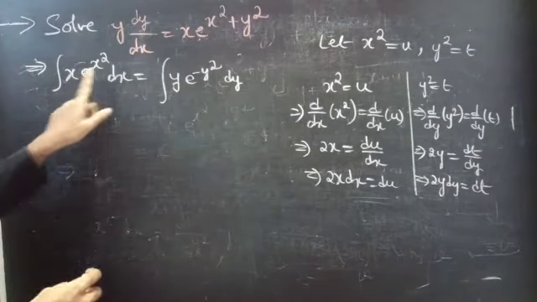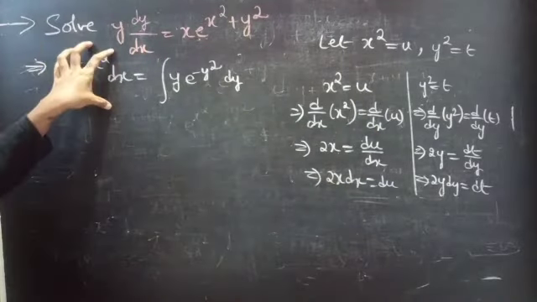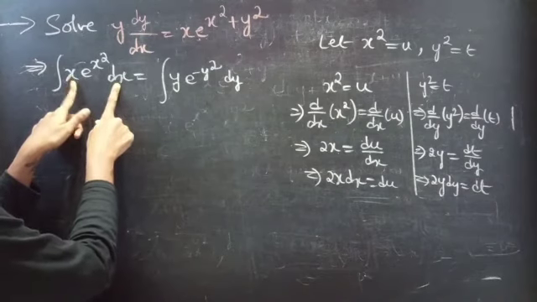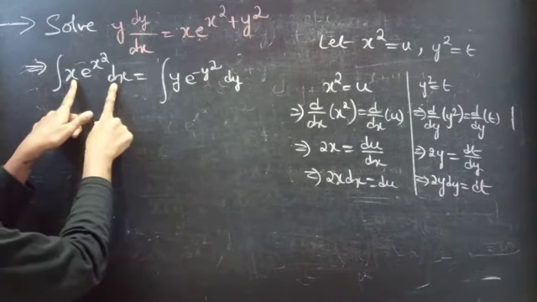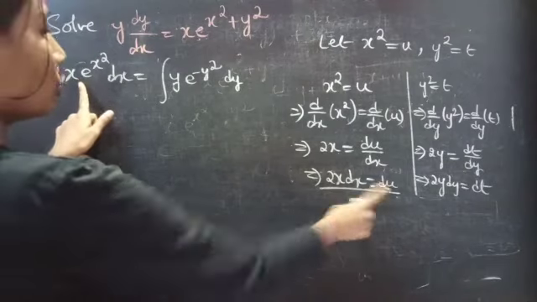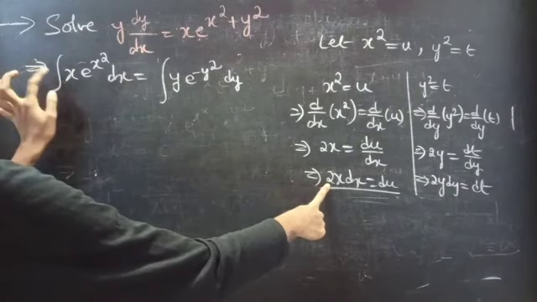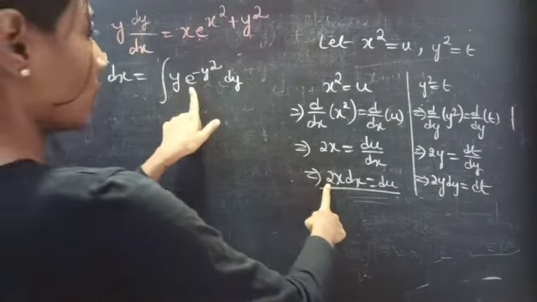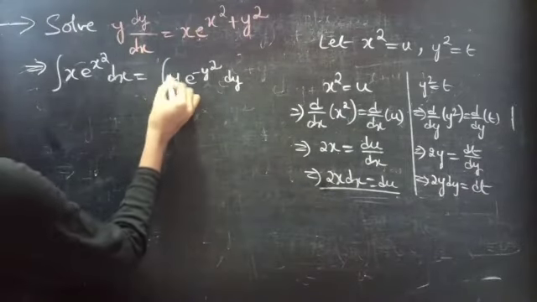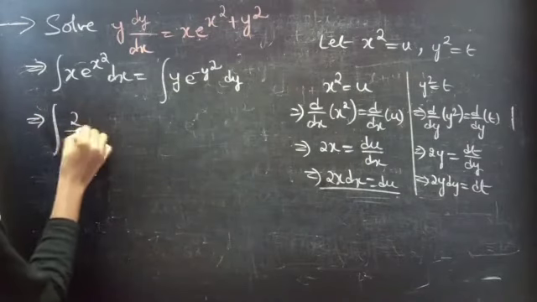Now replace. See here, we have taken x square equals u and y square equals t, right? In order to change this in terms of u and this in terms of t, we need to change x dx in terms of du, right? But we are having 2x dx equals du, right? In order to replace this by du, we need some 2 here. For that purpose, we'll multiply and divide 2 to this integrand. Likewise, here also we need 2y dy to get dt, right? So we'll also multiply and divide 2 to this integrand.